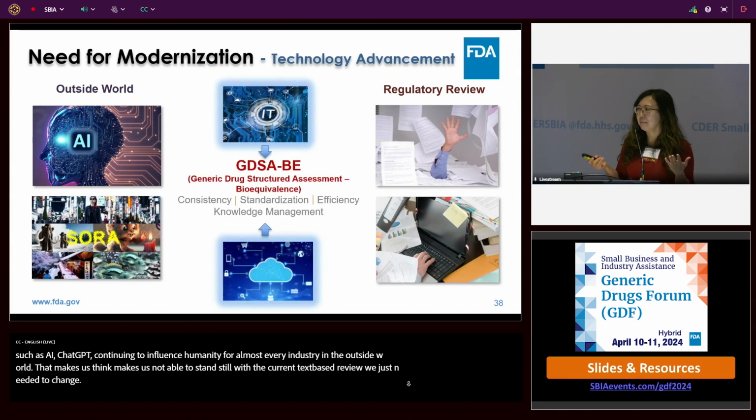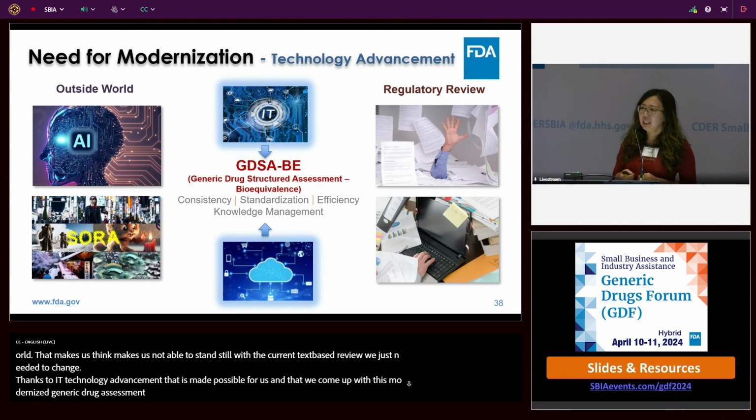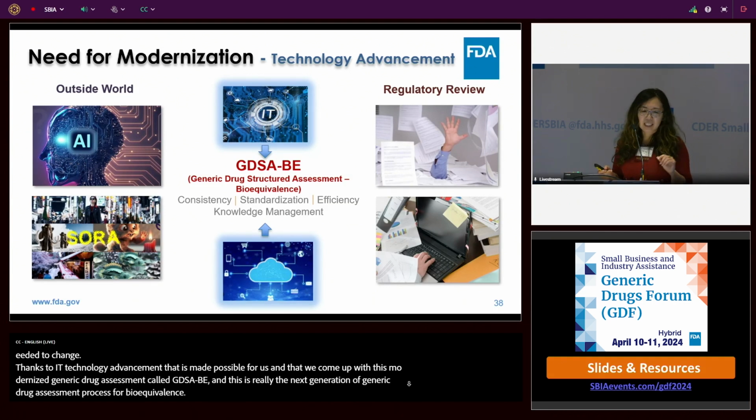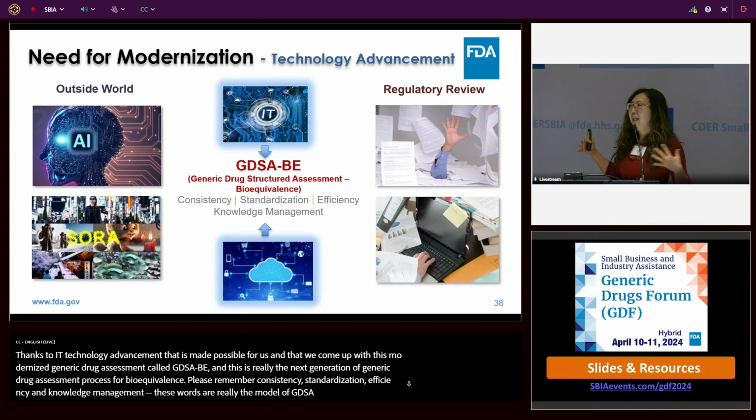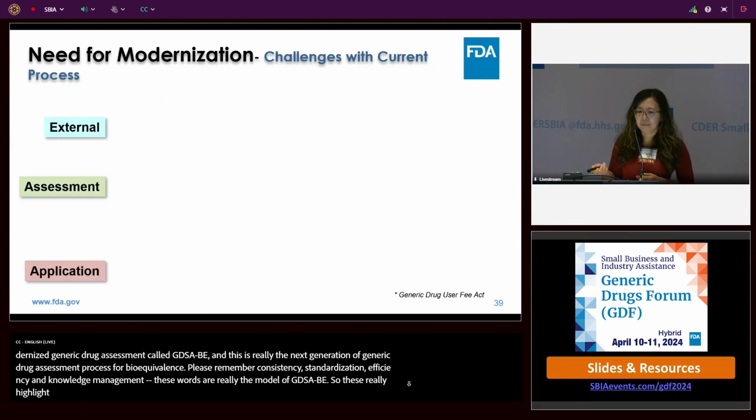Thanks to IT technology advancement, this is now possible for us. We have come up with this modernized generic drug assessment called GDSA-BE, and this is really the next generation of generic drug assessment process for bioequivalence. Please remember these four words: consistency, standardization, efficiency, and knowledge management. These words are really the model of GDSA-BE, and they highlight the benefits this tool can provide to the entire generic drug program.